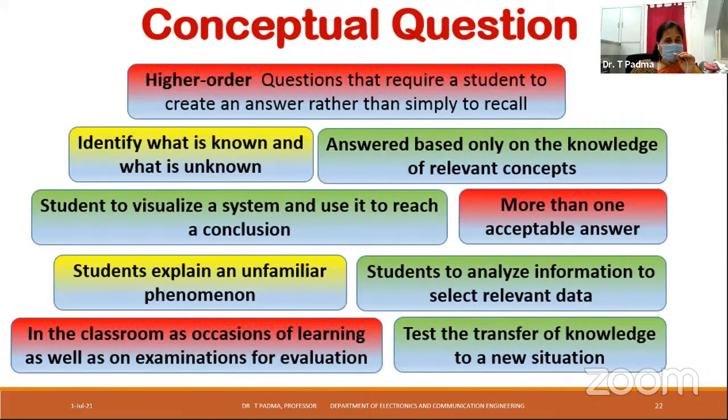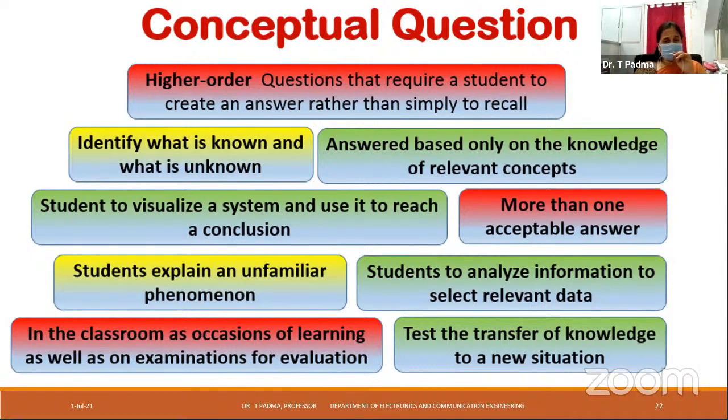They need to identify what is known and what is unknown from the problem which we give. If they want to solve for x, they should know what a is and what b is. So a into b is equal to x. They should have the knowledge, and only then will they be able to answer. So these answers are based on the knowledge of the relevant concepts, and the students have to visualize a system and use it to reach a conclusion. They need to visualize that if I want to solve x, I need the information about a and b, then only a into b is x.